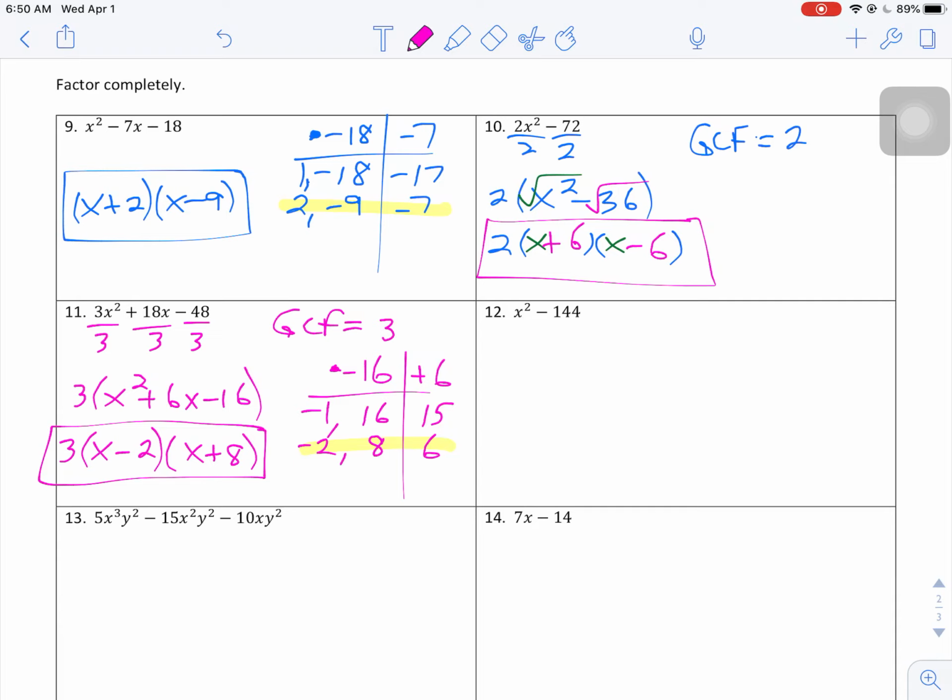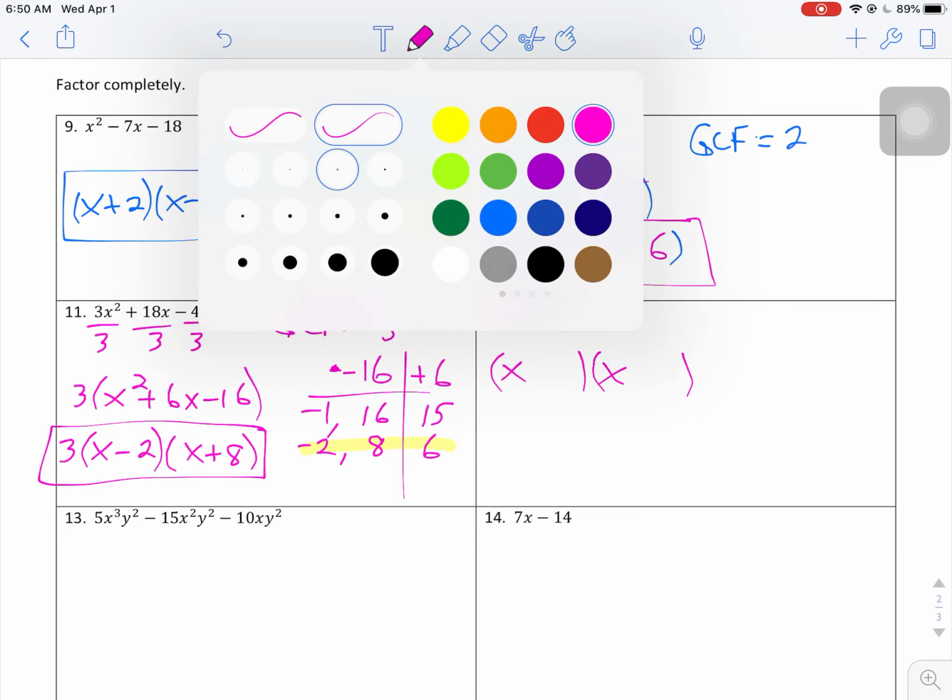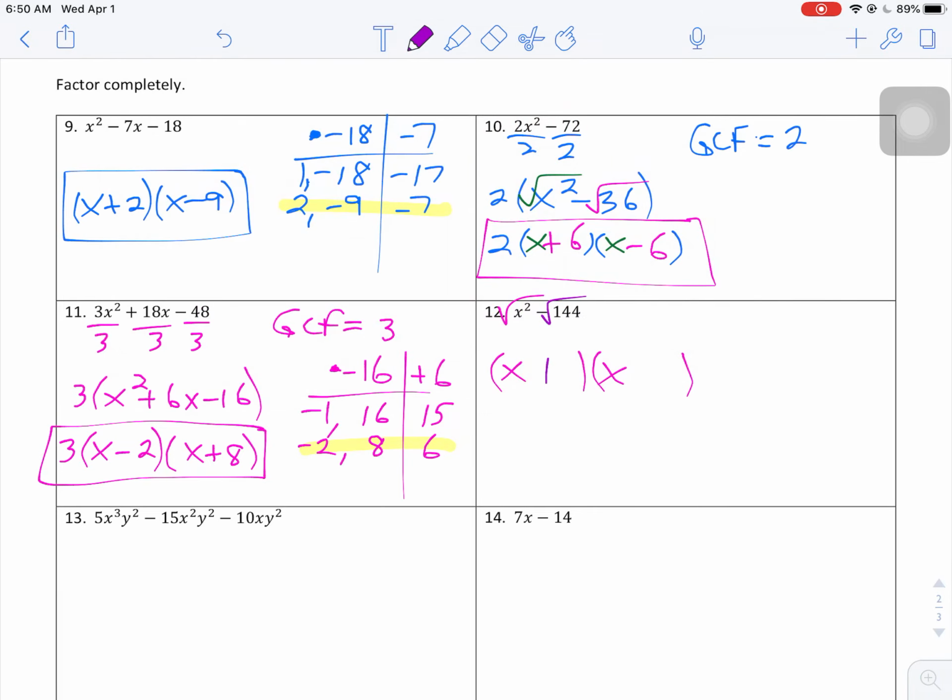For number 12, that is no GCF other than 1. I only see the 2 terms. They're both perfect squares, and they're being subtracted. So this is the difference of 2 perfect squares. Square root of x squared is x. Square root of 144 is 12. Make one positive, make one negative.